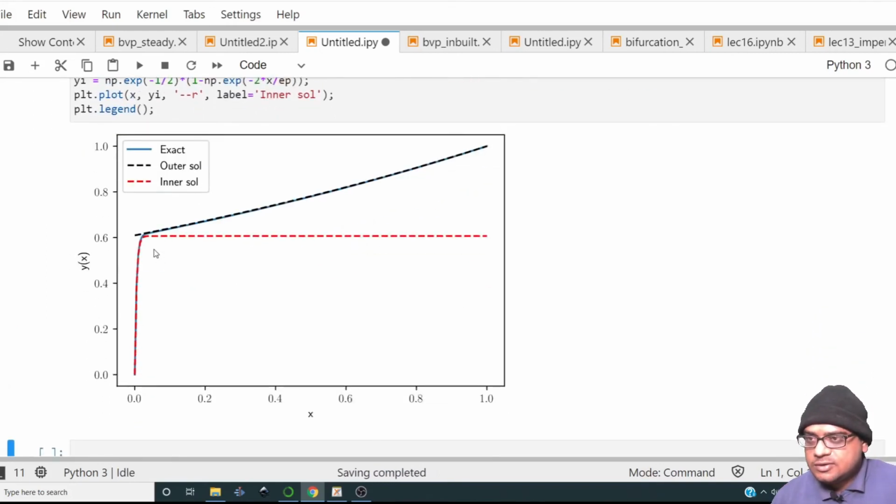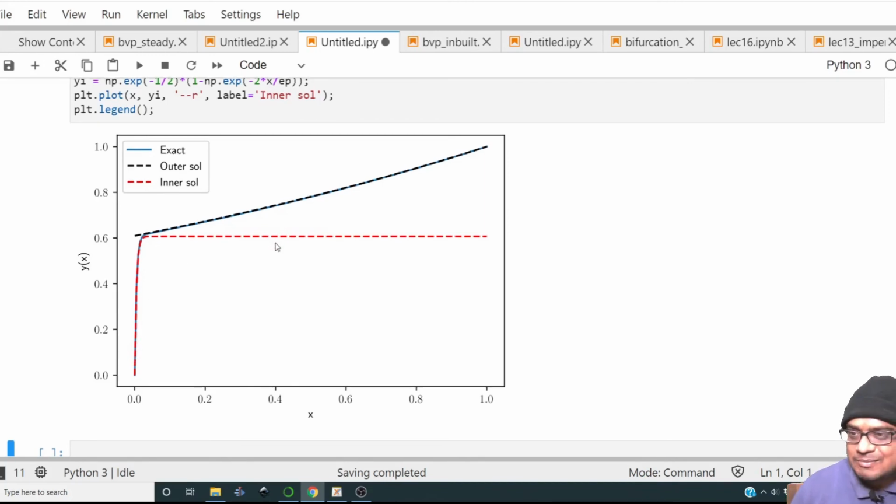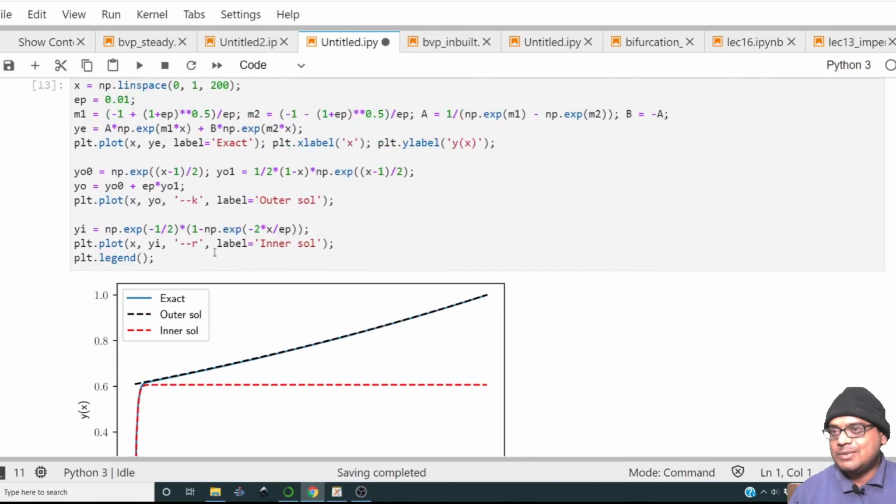Okay, so the inner solution obviously matches quite well in the inner zone, that is for the scaled zone. Outside it doesn't match. But look, the outer limit, that is this flat limit, it matches with the inner limit of the outer solution. So the leftmost limit of the black dashed line matches well with the rightmost limit of the red dashed line. Okay.